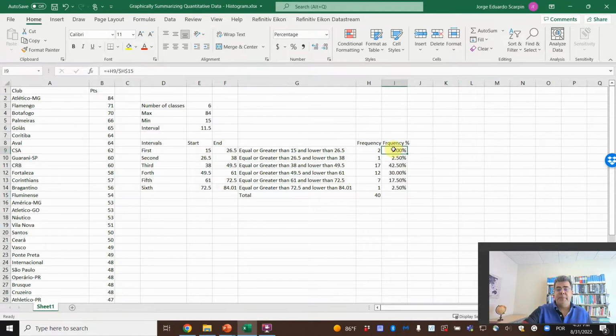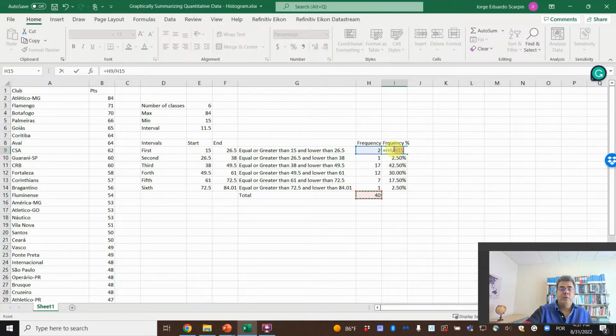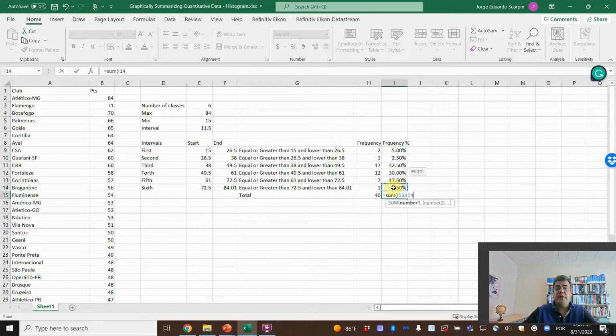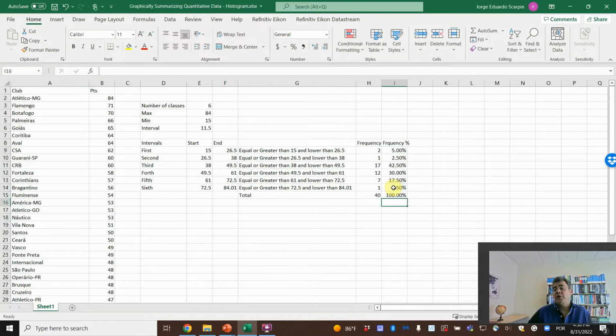And then the frequency in percentage, frequency divided by total. We fix the total. And then here, and then we sum them. It must be 100%.